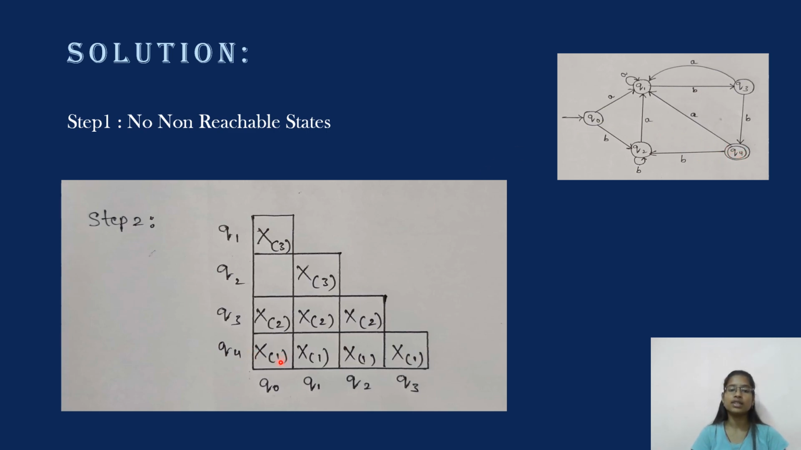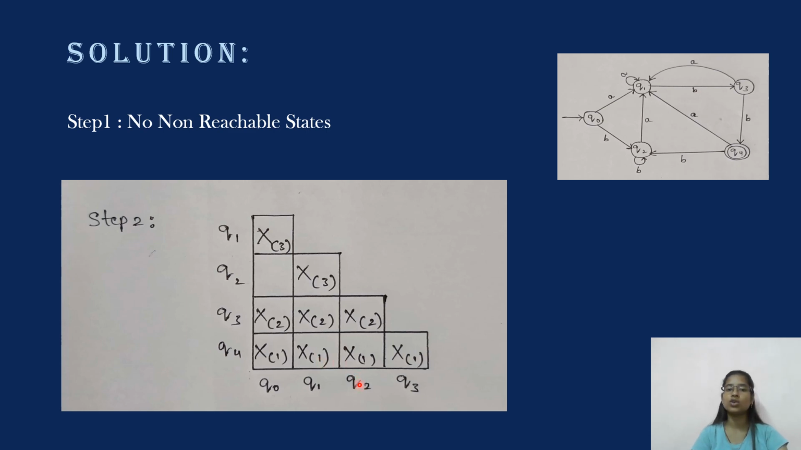This 1 represents that we have marked it in the first attempt, so it is named 1. We can easily identify it. The next is Q1 and Q2. Both are non-final states, so we should not mark. Next is Q1 and Q3. These two are also non-final states, so we should not mark. The next is Q1 and Q4. As Q1 is a non-final state and Q4 is a final state, we mark this as X, with 1 representing that it is marked in the first attempt.